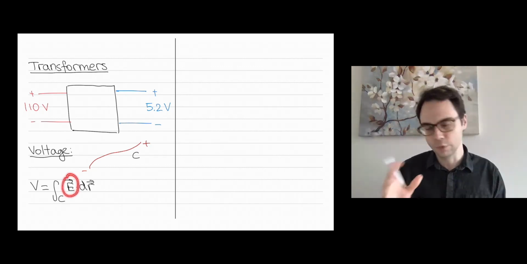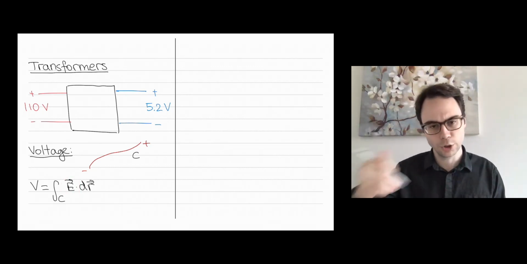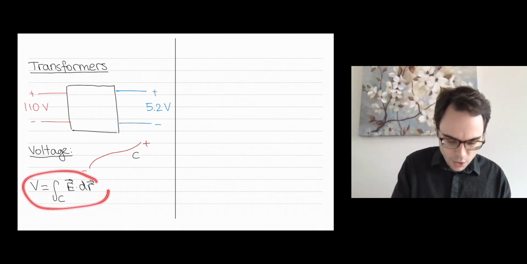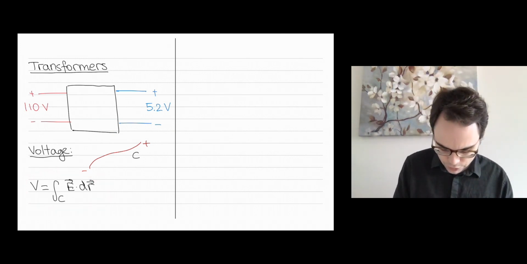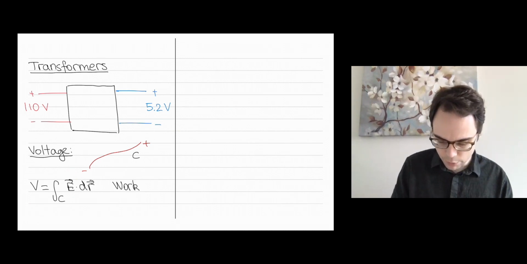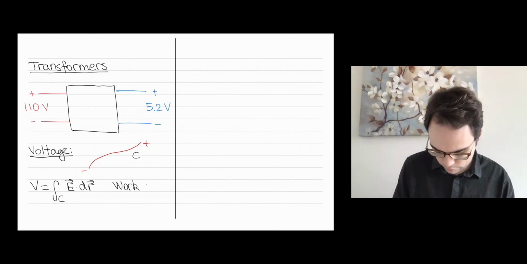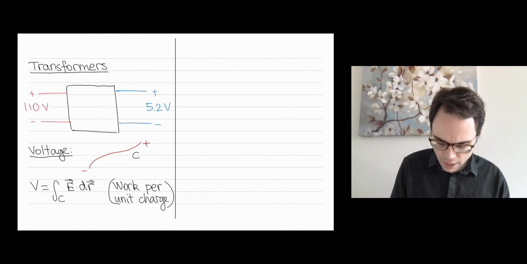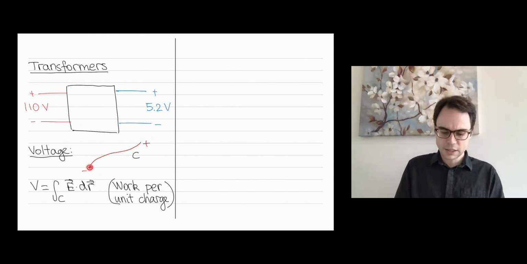The electric field is not really force, it's force per unit charge. It has units of force per unit charge. So here we get work per unit charge. So voltage is the work necessary per unit charge to move a unit charge along this curve. So if this voltage is positive, then it takes a positive amount of work.